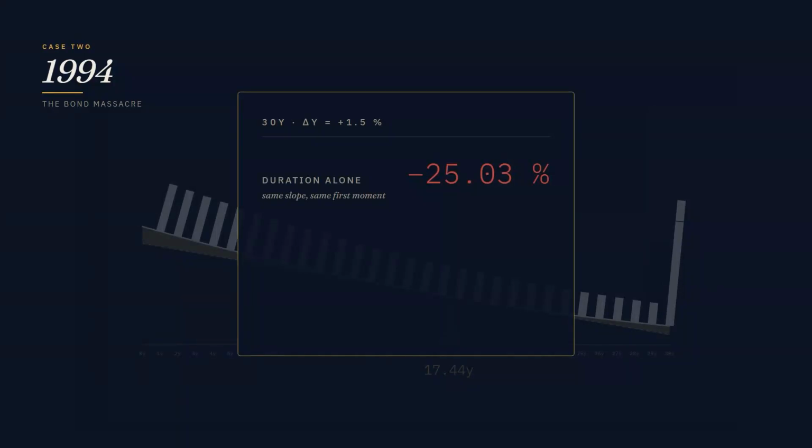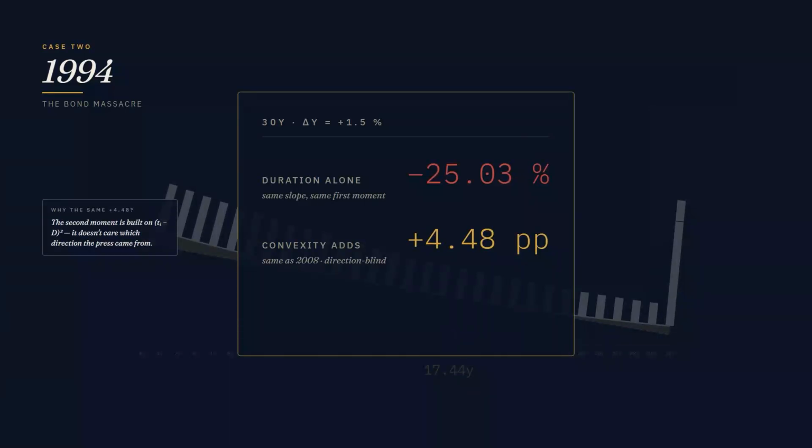Duration alone, same slope, same first moment, now predicts a price loss of roughly 25%. What does the second moment add this time? The same 4.5 percentage points it added in 2008, because the second moment doesn't care which direction the press came from. So the formula now predicts a loss of about 20.5%.